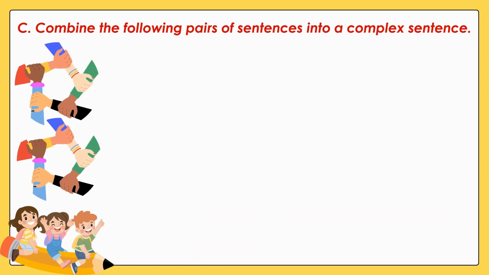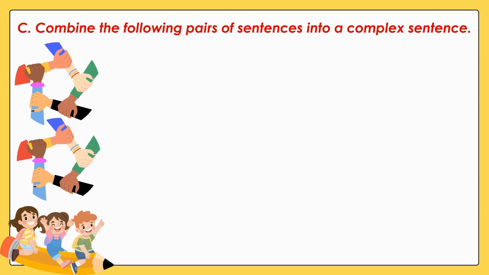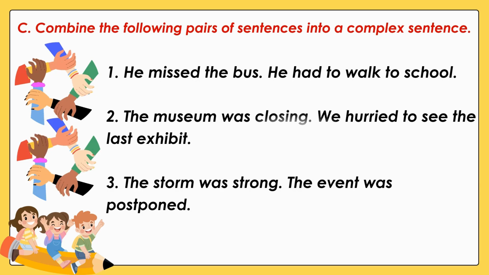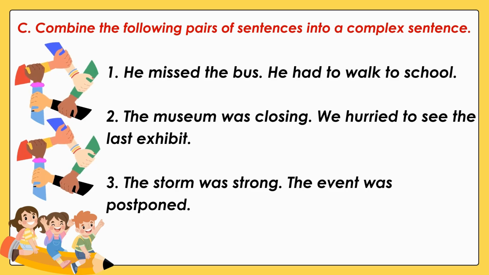Activity letter C. Combine the following pairs of sentences into a complex sentence. Number 1, he missed the bus. He had to walk to school. Number 2, the museum was closing. We hurried to see the last exhibit.